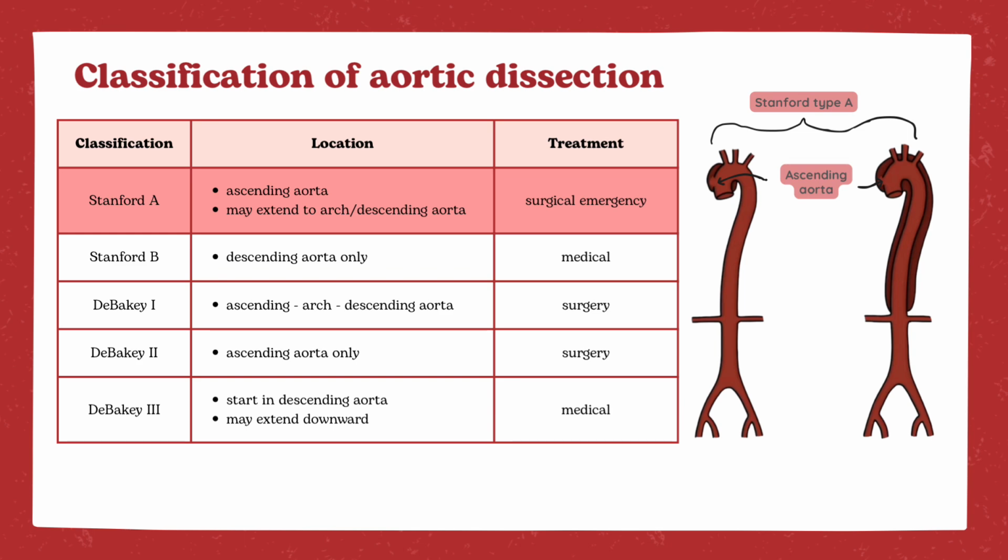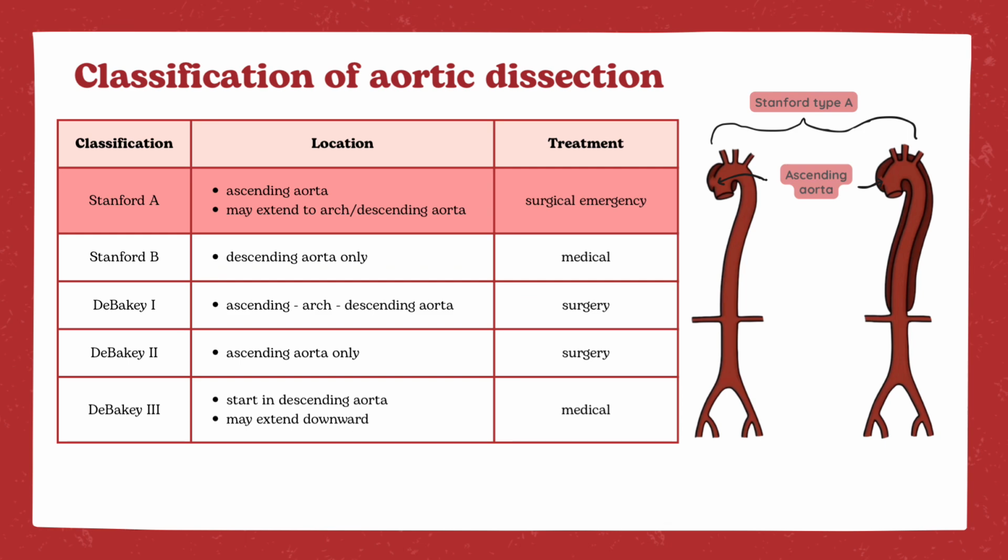This is the classification of aortic dissection. It has Stanford A and B and DeBakey 1, 2 and 3. The most common aortic dissection is Stanford A, which occurs at the ascending aorta and can extend to the arch or descending aorta. So the treatment is emergency surgical, and for Stanford B, it occurs at the descending aorta only and it only needs medical treatment.